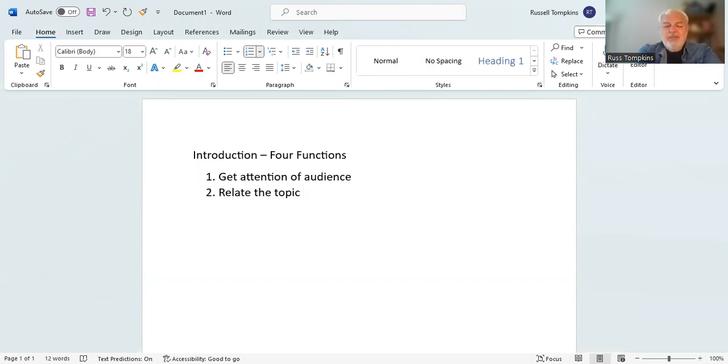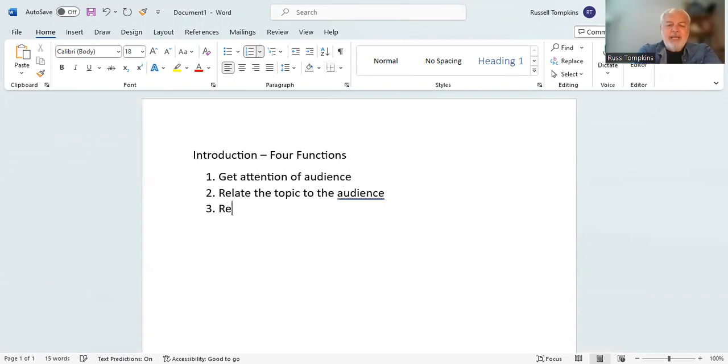And the way that we do this, we'll talk about in more detail, but the reason that you do this is you want to share some kind of common ground. We have this in common. This is what you're going to gain from listening to my speech. Here are the benefits for you. So that's how you relate the topic, or why you relate the topic to the audience.